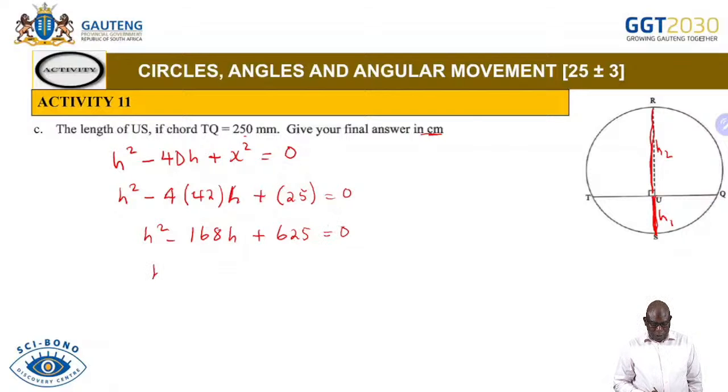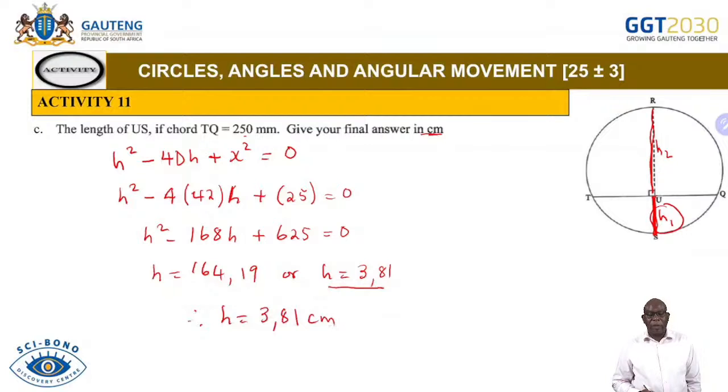Then my h, if I use my calculator and the quadratic formula, my height is going to be 164.19, or the other height will be 3.81. So I choose that height here. Which one do I take? H1, which is going to be that height.